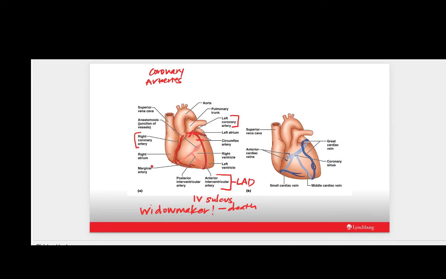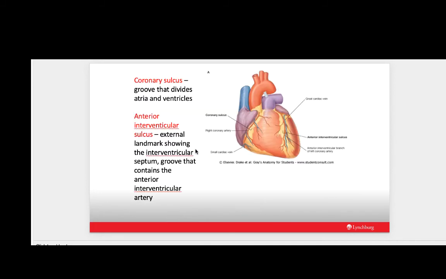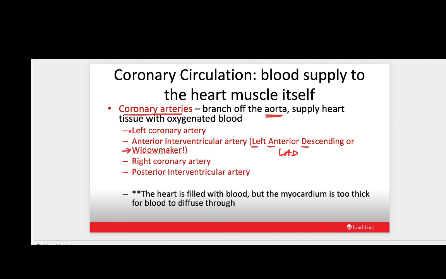And then, as you can imagine, we do have a posterior interventricular artery as well, which is going to branch off of the circumflex artery, which travels around to the back of the heart and then sends this branch down the posterior aspect of the heart. Okay, so that's what we have here. We talked about the left coronary artery, which then travels around and creates the circumflex artery, the anterior interventricular artery, the right coronary artery, and the posterior interventricular artery.